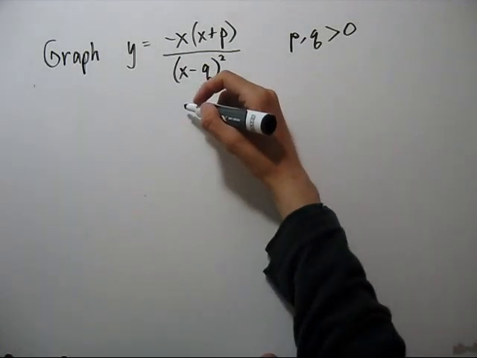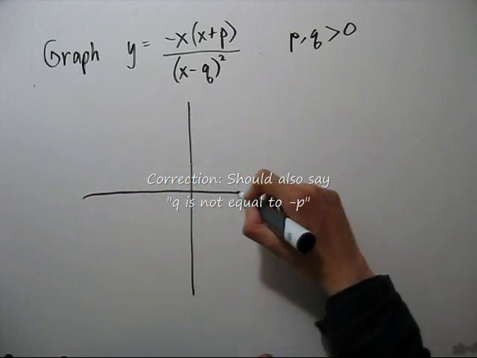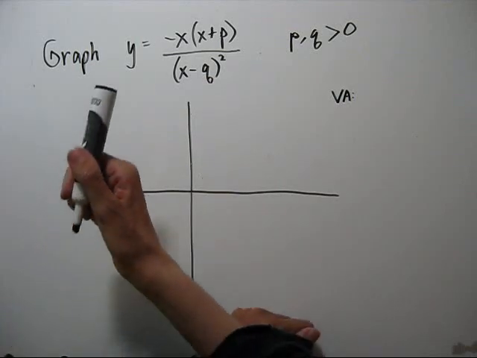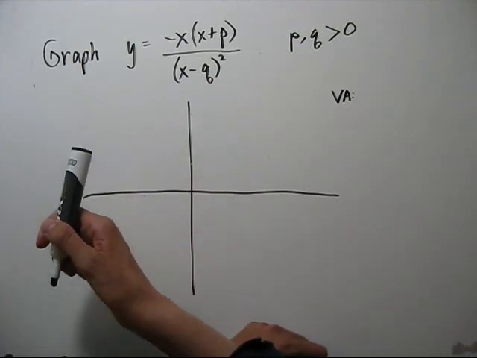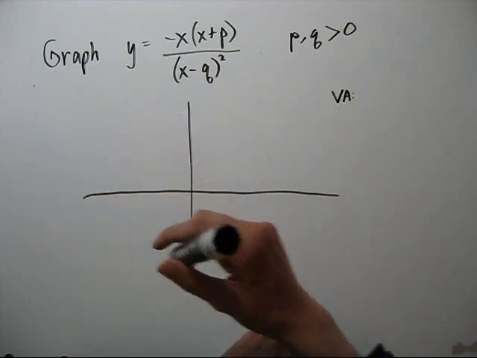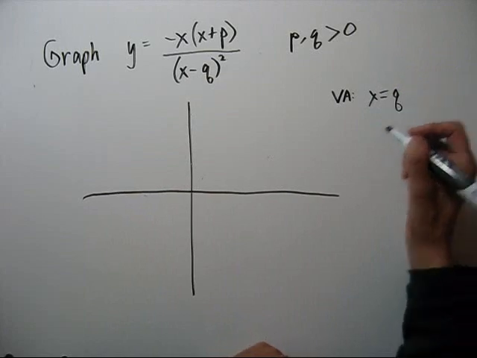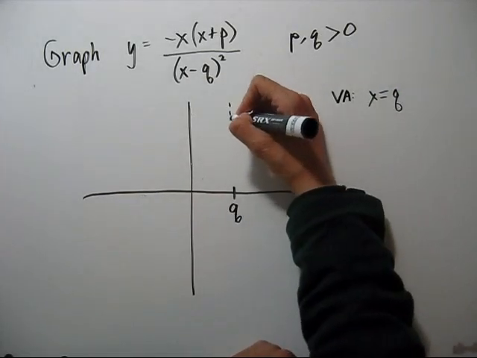Let's graph this function. P and Q are parameters. We don't know their exact value. So let's first find our asymptotes. This is in reduced form, so our asymptotes are going to occur when the denominator is 0, which happens when x equals q. I don't know where q is, but I know it's positive, so I'll put it right here.